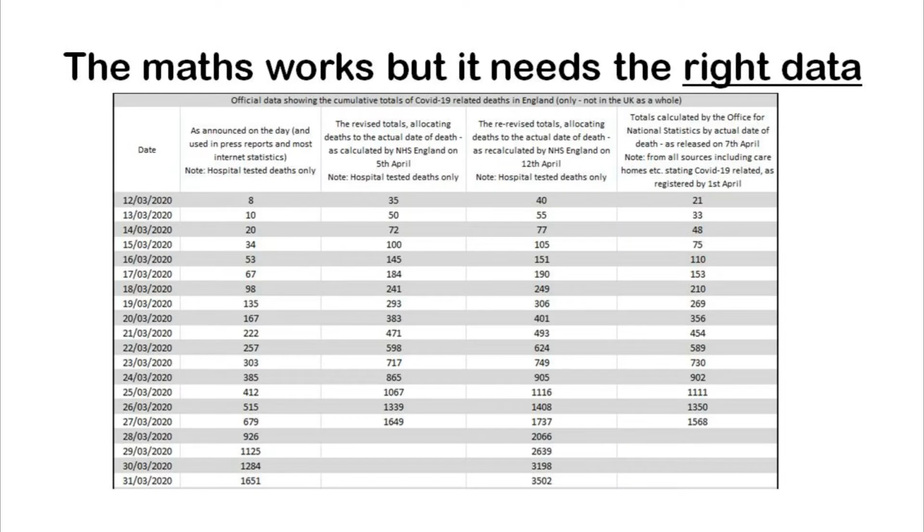This table will give you an idea of the difficulty in making sure that you're using the right data. These columns, and they're all for the rest of this video for England only, because that's the easiest data to get hold of. All of these columns show the death tolls from various different official statistics for England. On the left-hand side, the column as announced on the day and obviously used in press reports and most internet statistics, hospital tested deaths only.